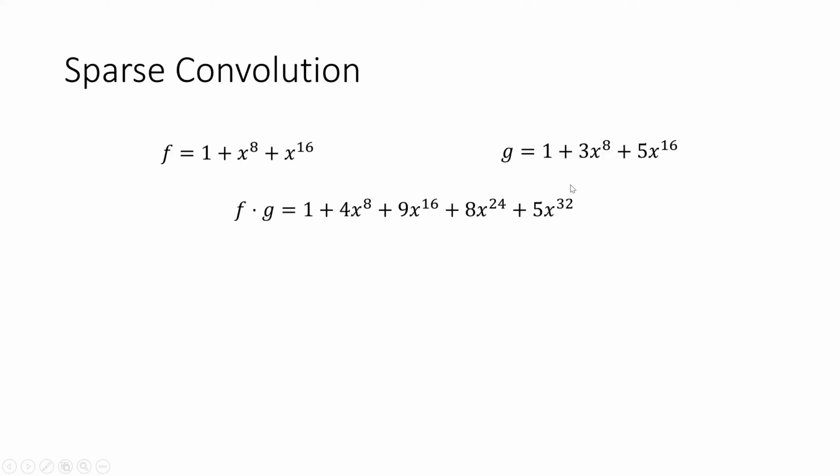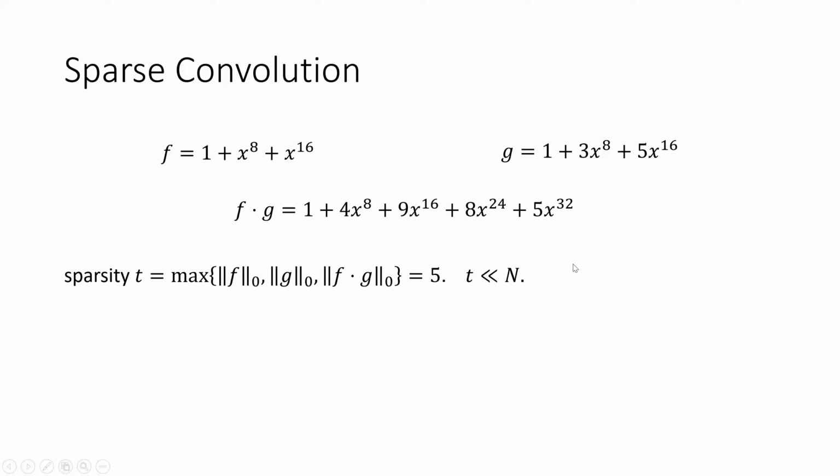Now let's look at the sparse convolution problem, which is the main topic in this work. In this problem, we are still computing the convolution, or the product, of two polynomials, but the difference is that here, the number of terms in the input polynomials could be much smaller than the degree. And we assume that the input polynomials and output polynomials are given in the sparse form, which is a list of all the non-zero terms.